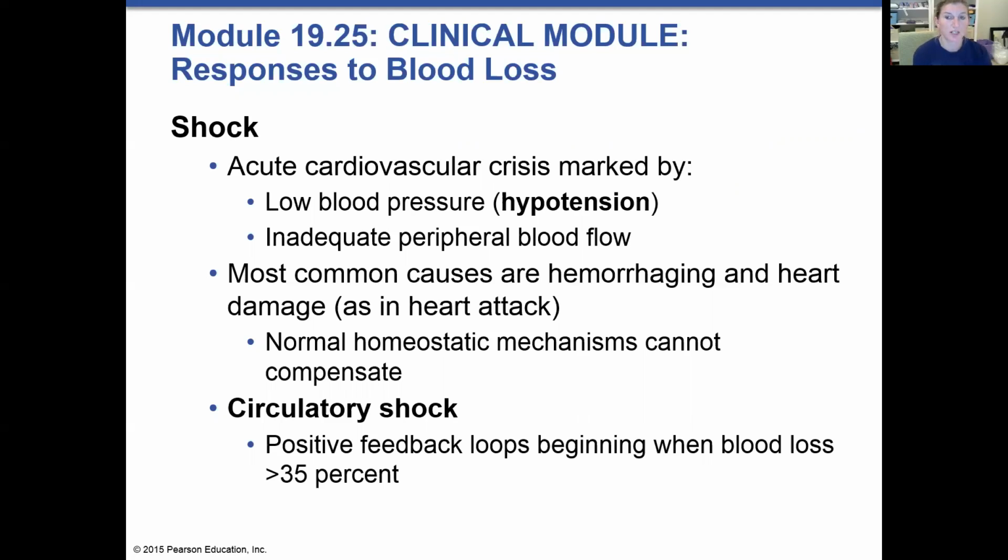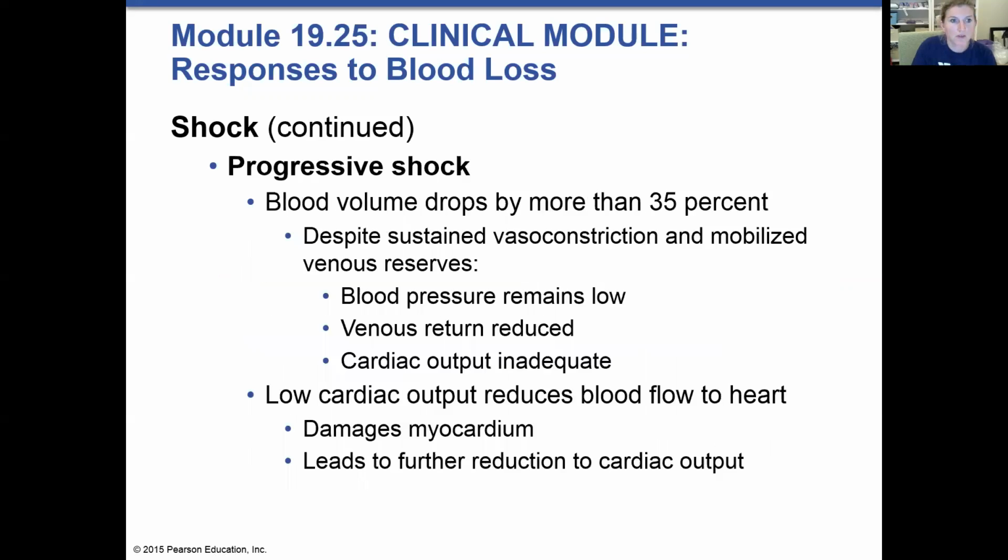The circulatory shock is a special version of shock where the feedback loop is beginning even when the blood loss is greater than 35%. So the body's just trying to compensate, but it can't because there's too much blood loss. So progressive shock is when blood volume is dropping by more than 35%. Remember, we said that your body can maintain normal functions with a loss of 30%, but when we get more than 35%, now your blood pressure is going to remain low because your body can't compensate.